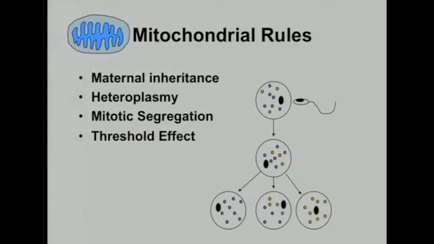So those tissues that are post-mitotic accumulate deletion, and the phenotype changes because of the segregation of the mutation in different tissues. And then the threshold effect, as I told you, brain and muscle require lots of energy, so the threshold for symptoms in those tissues is relatively low.